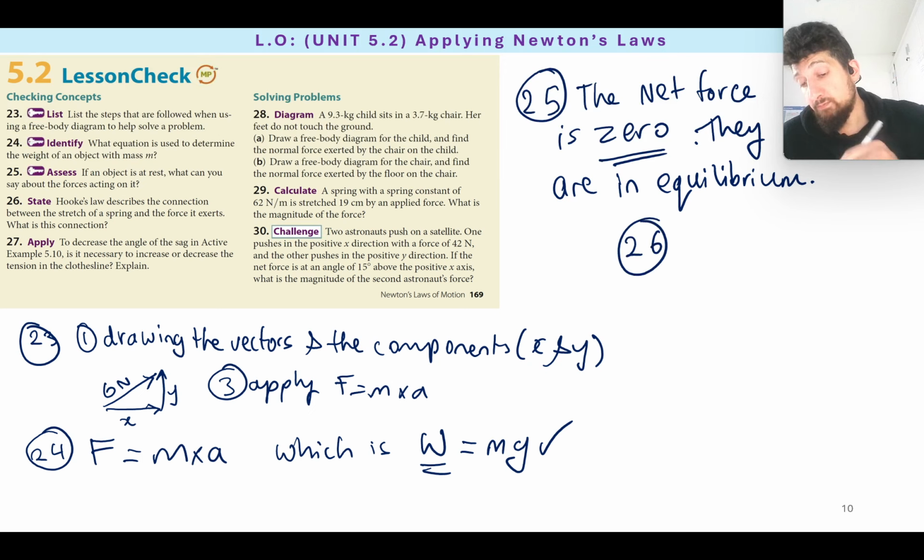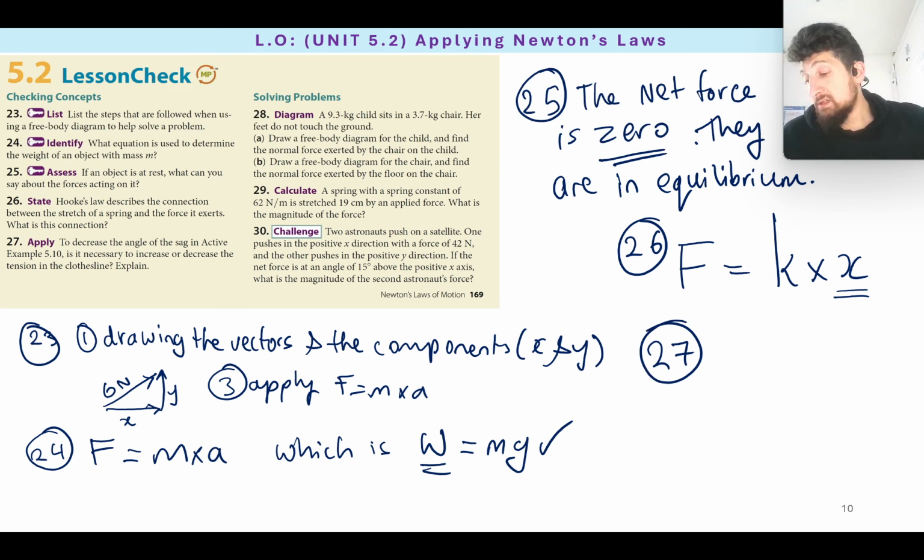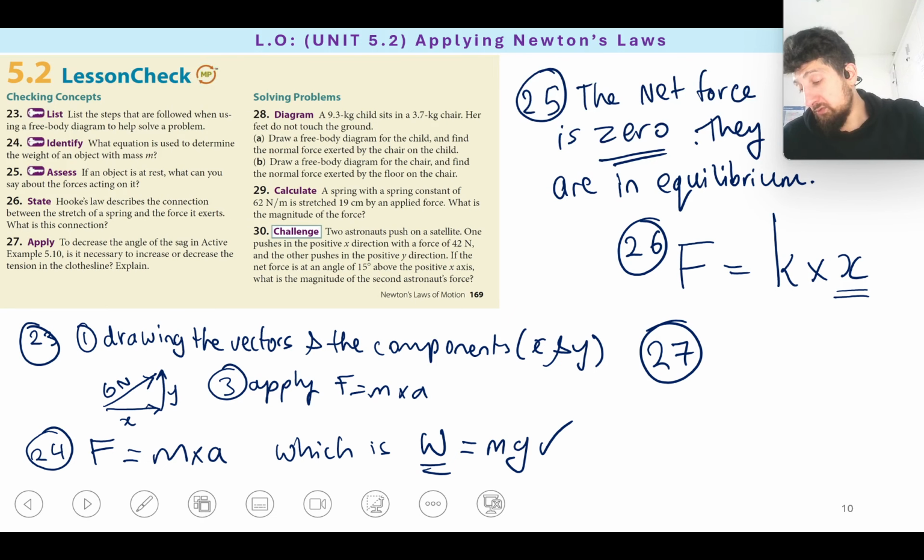26. State Hooke's law. It describes the connection between the stretch of a spring and the force it exerts. What is the connection? The force acting on the spring is equal to the spring constant multiplied by the stretch, and that is in meters. 27. To increase the angle of a sag in active example 5.10, is it necessary to increase or decrease the tension on the clotheslines? Explain. 5.1.